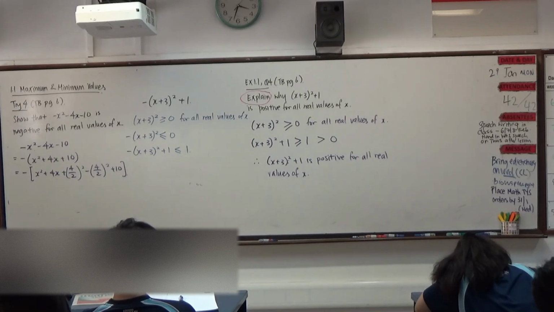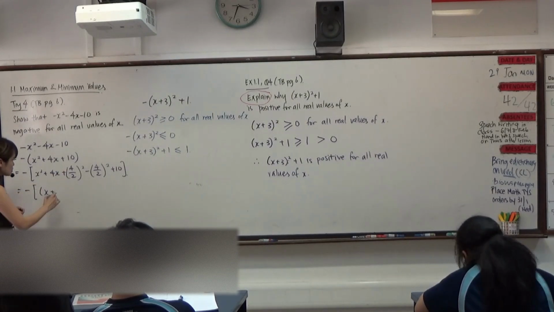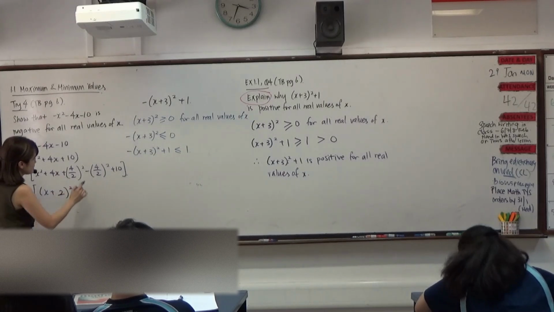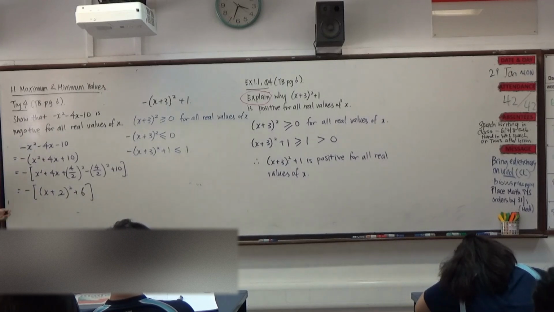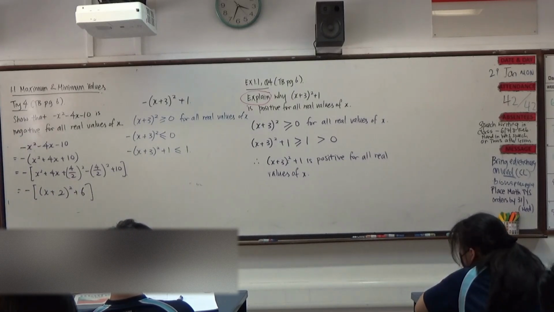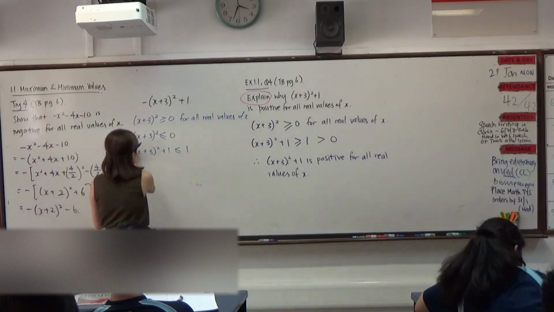So we get this, and then we have negative, x plus 2 squared, minus 4, plus 10, 6 plus 6. And then we get negative x plus 2 squared minus 6. So this is our completed square form.